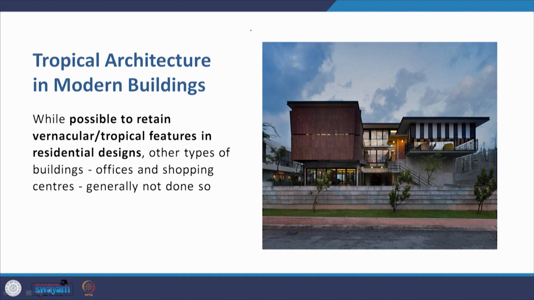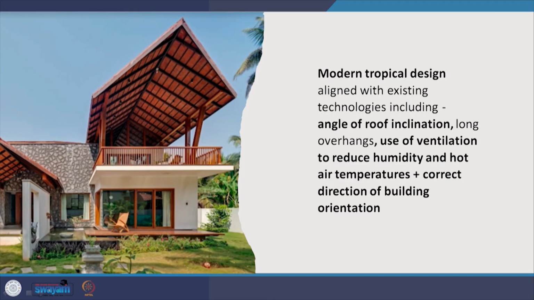While it is possible to retain these vernacular tropical features in residential design, we have generally found that offices and shopping centers do not adapt very well to these tropical features. The other side that we are learning is that modern tropical design is being aligned with available or existing technologies, including software that is able to decide the angle of roof inclination. There are long overhangs, use of ventilation to reduce humidity and hot air temperatures, and correct direction of building orientation.